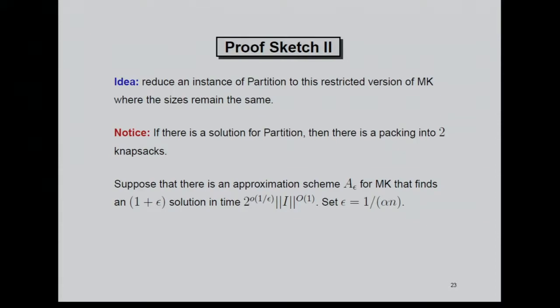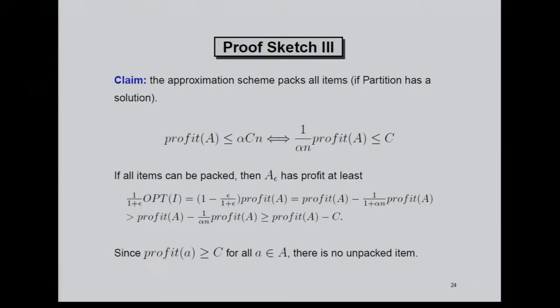Now, suppose that you have an approximation scheme for the multiple knapsack problem that finds a 1 plus epsilon solution in this running time here. Next step is you set epsilon to 1 divided by alpha n. So what follows then? The claim is that the approximation scheme packs all items if the partition problem has a solution.